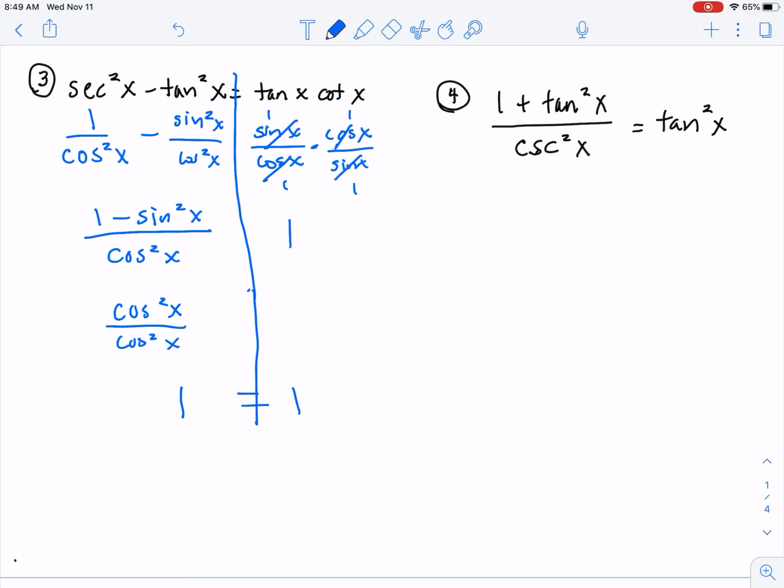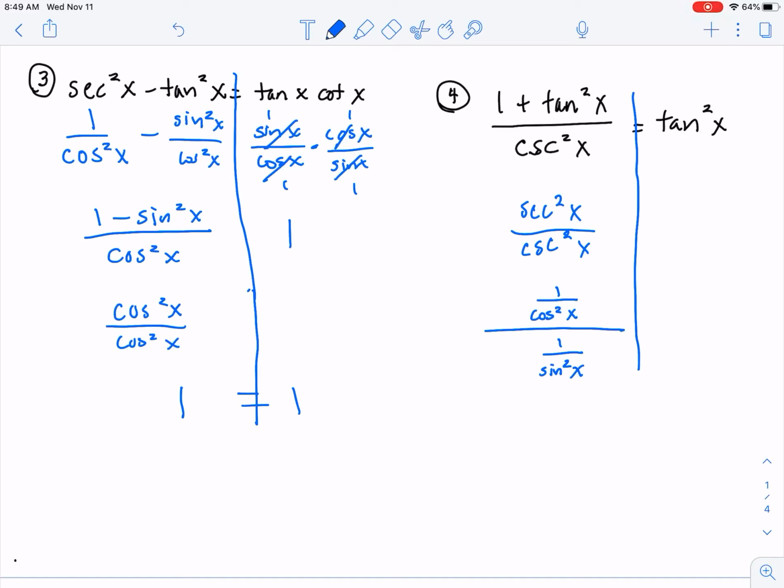All right, well, let's see here. 1 plus tangent squared x. That looks familiar. That looks like one of our identities. What is 1 plus tangent squared x? Well, that is secant squared x. So now I have secant squared x over cosecant squared x. Let's see, secant squared is the same as 1 over cosine squared x divided by, this is 1 over sine squared x, because that's what secant squared x is.